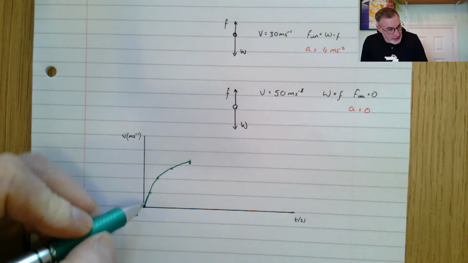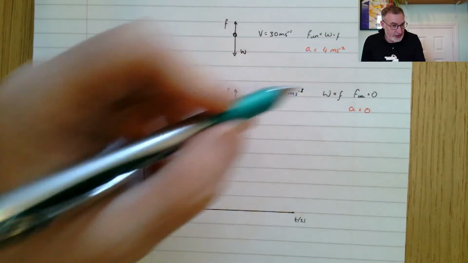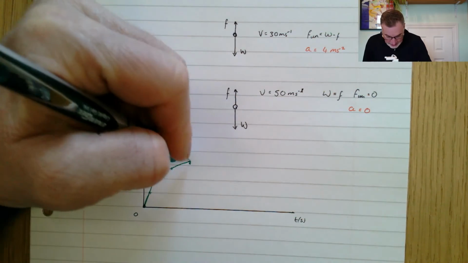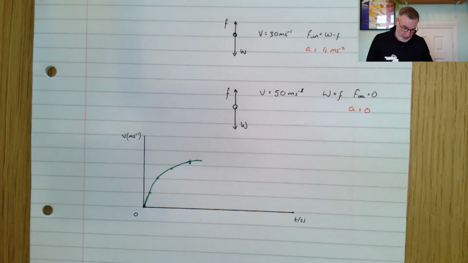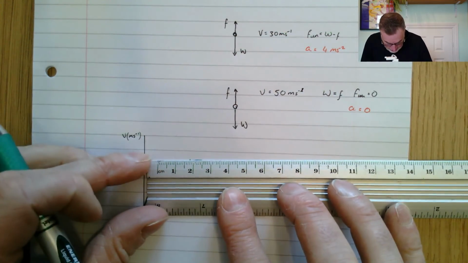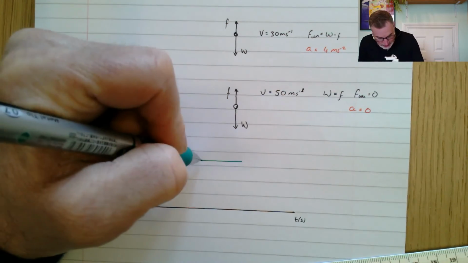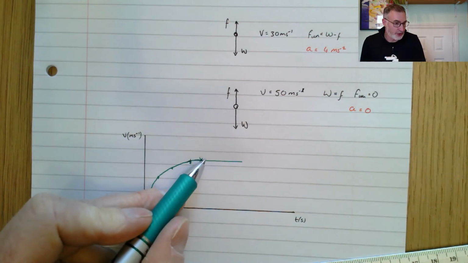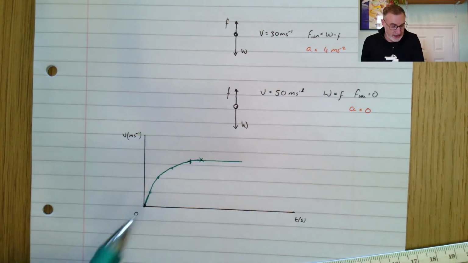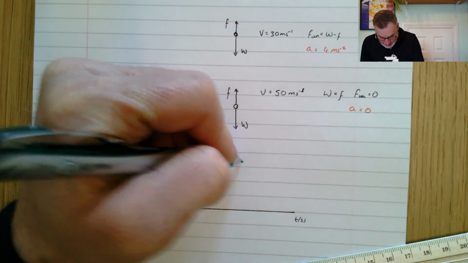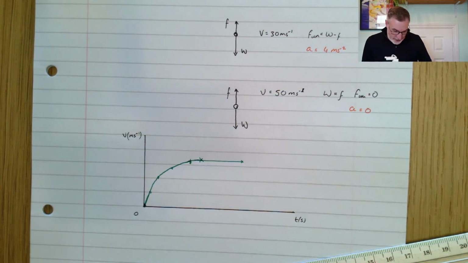But you can see that the gradient of this line is decreasing, and this signifies that the acceleration of the skydiver is decreasing, and it will continue to decrease until we get to a point where the velocity of the skydiver is constant and they are moving at a terminal velocity. So at this point here, terminal velocity has been reached. We can say that the forces are balanced, weight is equal to friction, and this will continue. And this can continue for however long.